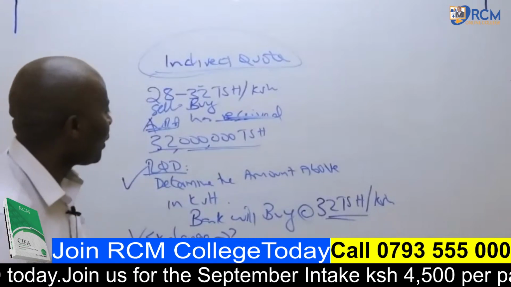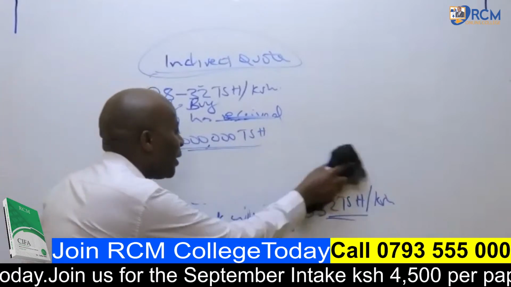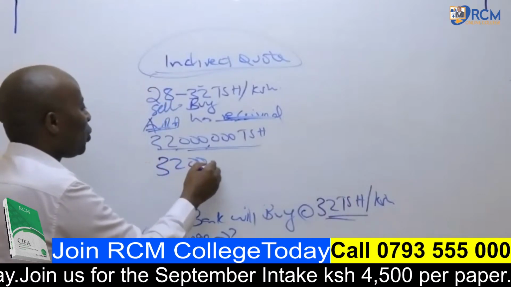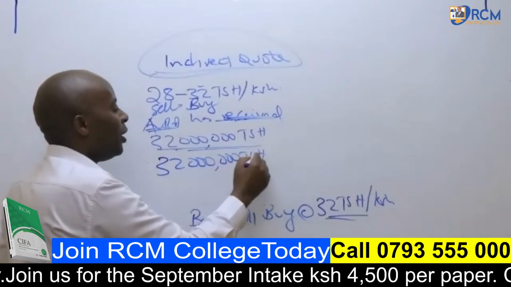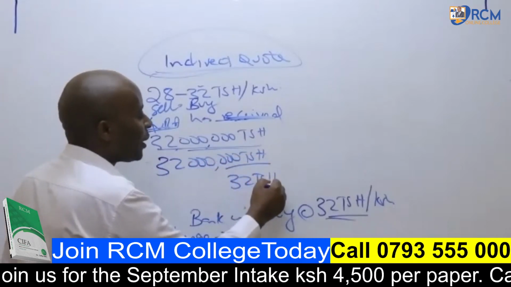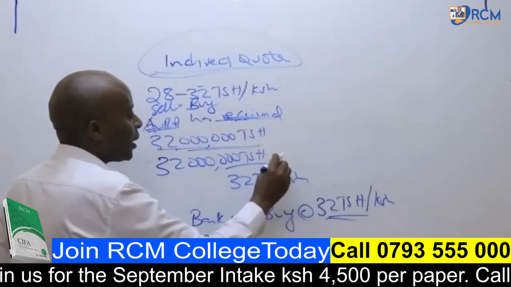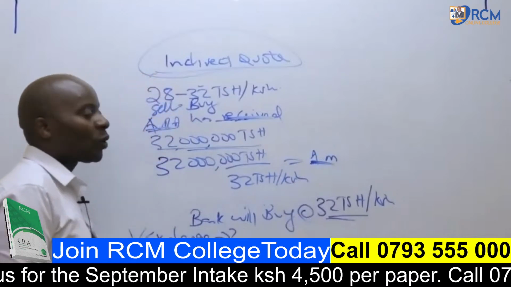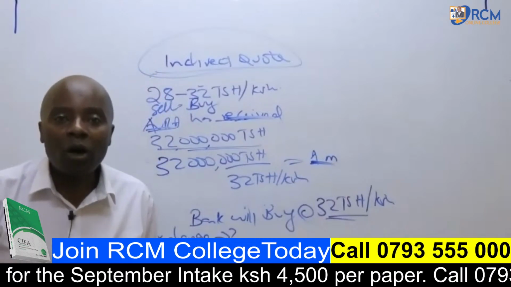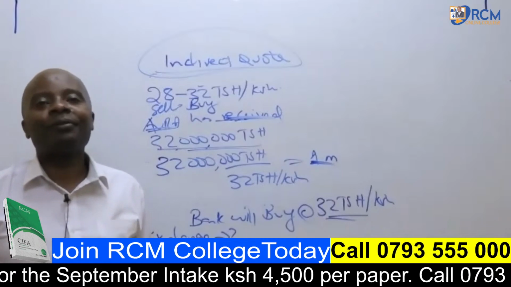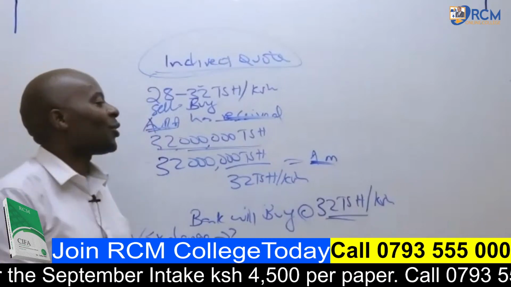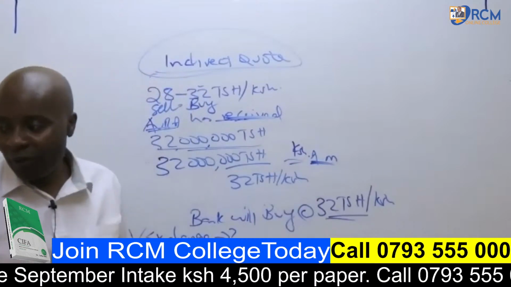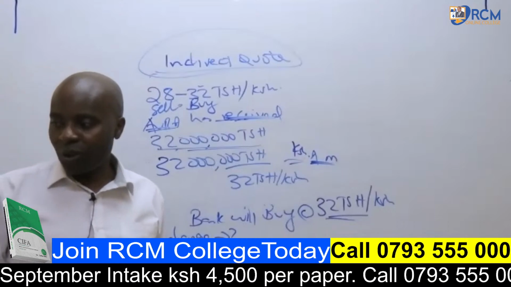So, ladies and gentlemen, what I'll do here is divide. The final answer here will be 32 million Tanzania shillings, divided by 32 Tanzania shillings per Kenya shilling. So this and this cancel out, giving us 1 million. Most of us indeed wrote 1 million, but 1 million what? Cows, dogs? Kenya shillings. 1 million Kenya shillings. So I hope I've been able to answer your question.